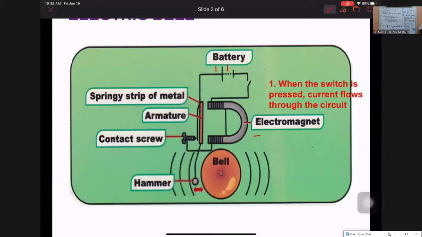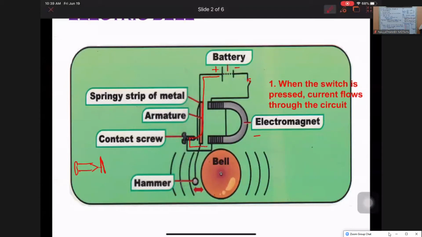Here positive, here negative. So at first, when the switch is closed, current flows through this contact. There's a screw contact. When it's in contact, current flows. But once it's moved back and comes to this, it will lose the contact. When it loses contact, no current flows over here.